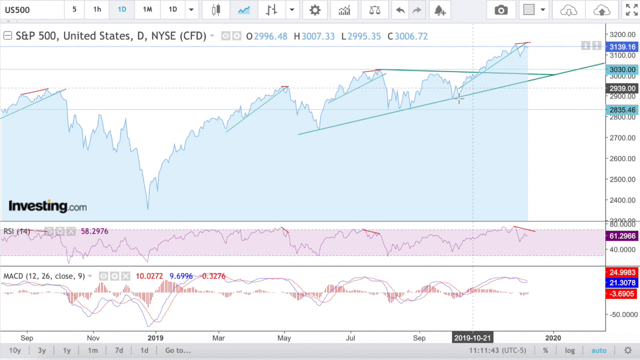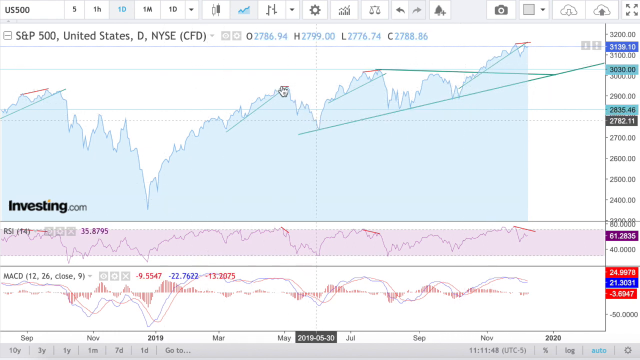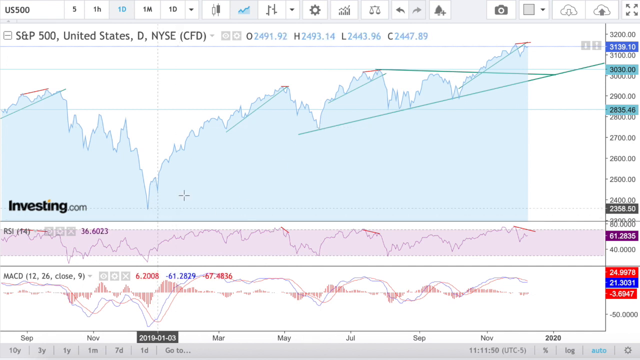So again, the market always acts like this. Even in an uptrend, you have counter corrections. Even if the general direction is up, you always have these counter corrections.